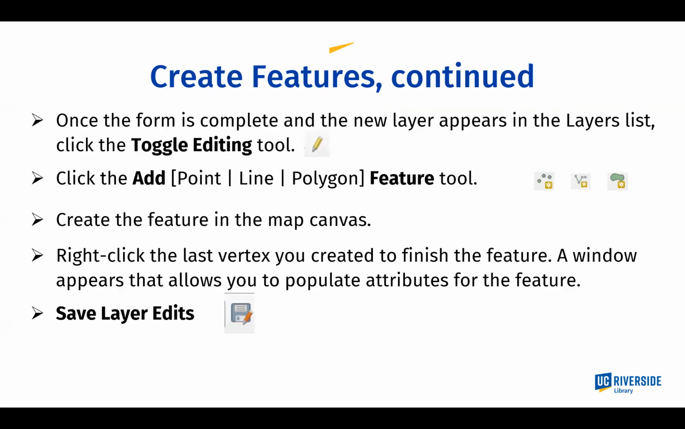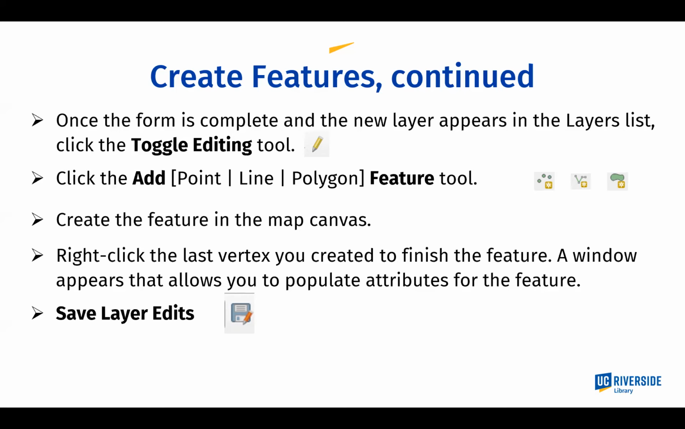Once you've finished all that and your new layer appears in your layers list, there's a tool up at the top that looks like a pencil, and that's the toggle editing tool. And then that allows you to start adding. Now, if you set it up to be a point layer, you're going to see this tool for adding points. If you set it up to be lines, you're going to see that tool. Polygons, you're going to see that tool. And then you click on that, and then you start drawing with your cursor, clicking.